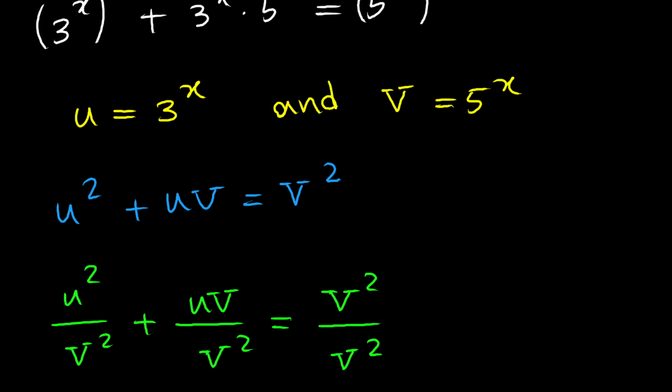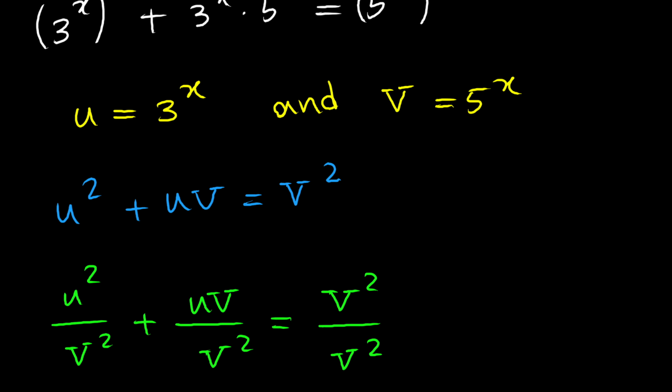Now remember that u equals 3 to the power of x and v equals 5 to the power of x. So the left-hand side is 3 to the power of x divided by 5 to the power of x, and it is equal to root 5 minus 1 all divided by 2. And notice that the left-hand side can be written as 3/5 to the power of x, and this equals root 5 minus 1 divided by 2.